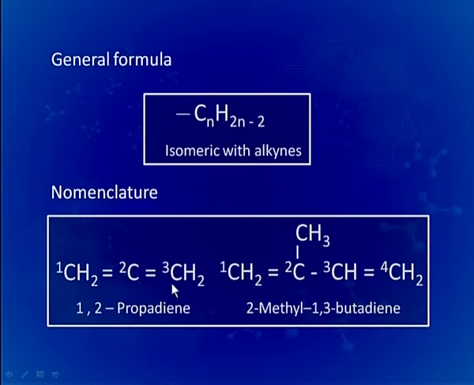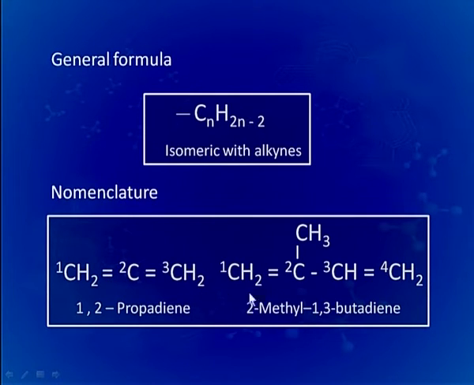Now, coming to the nomenclature, we can see here the double bond is present between C1 and C2, and hence this prefix 1. Another double bond is between C2 and C3, and hence this prefix 2. So, after 1,2 we will add propa. Propa means 3 carbon atoms. Diene means 2 double bonds.